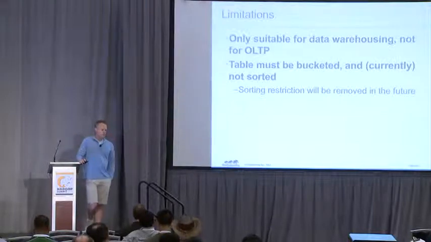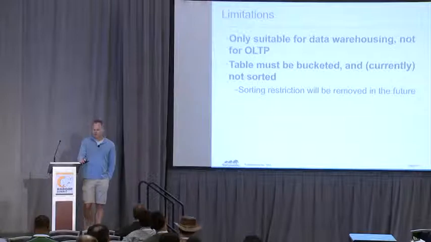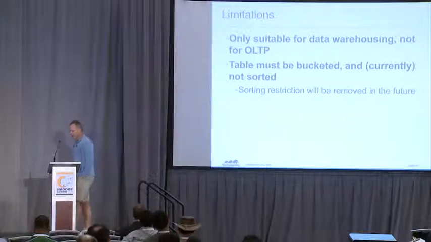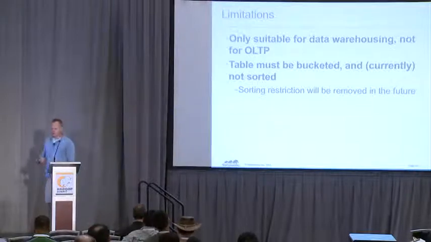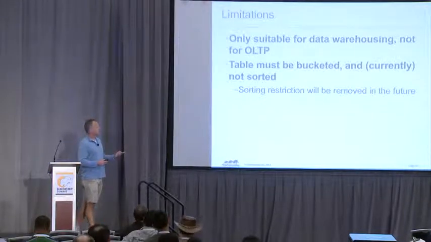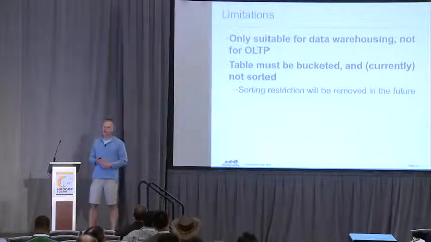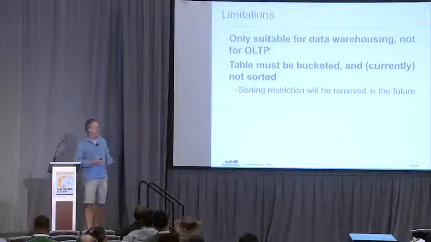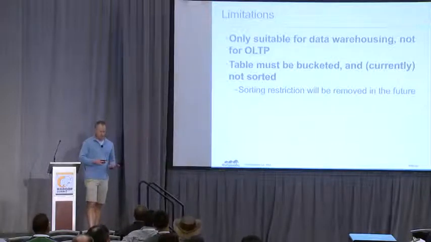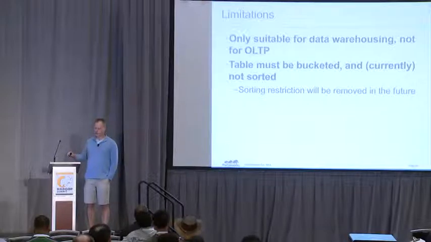Tables must be bucketed. That's just so that we can search quickly inside those buckets when it's time to do the merge on read in order to quickly find the records. When a row has been updated or deleted, we want to do that join in an efficient manner. And currently, we don't support sorting inside the table. Hive allows you to pre-sort buckets so that you can do merge joins. That's not supported at the moment. That's something we can remove in the future. It was just easier to implement it in the first pass without supporting that.